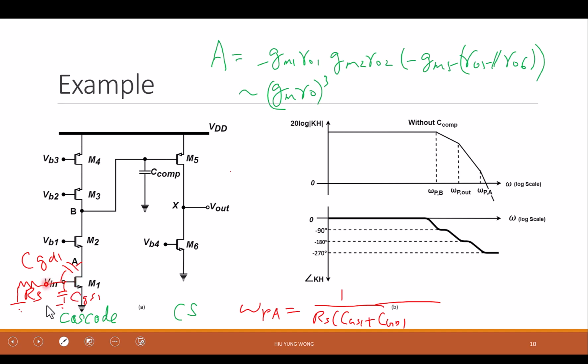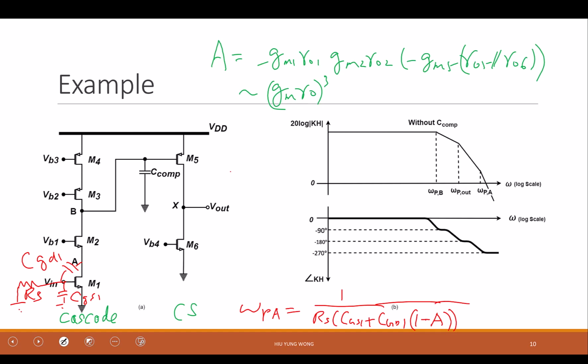You check the path that takes you to ground, and then for resistor, okay, the resistor is RS. Then what is the capacitor taking you to ground? Right, CGD1 does not take you to ground, right? Then we use Mueller, right? So now can you really put CGS1 plus CGD1, divided by or multiplied by 1 minus A?